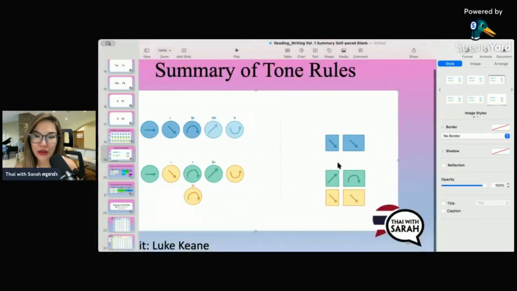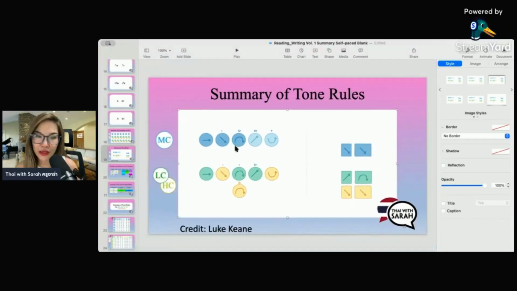Now, this is dead syllable. Dead syllable for middle class, only low tone. Dead syllable for high class, also low tone only. So very, very easy. But for low class, it's hard, right? It's actually high and falling.